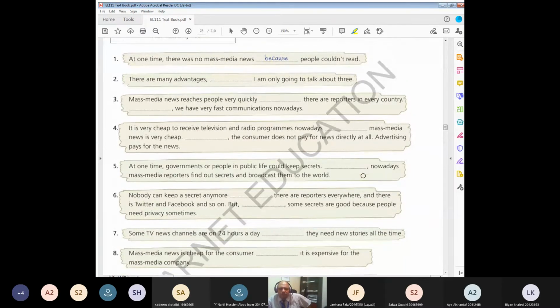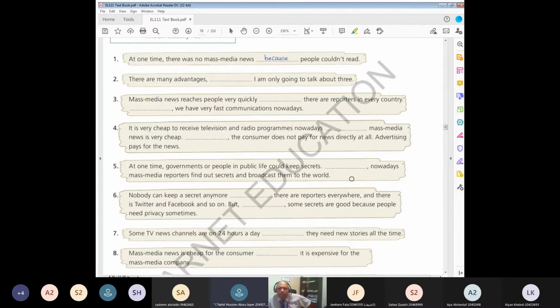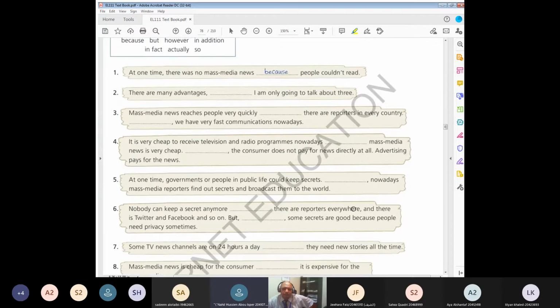So mass media news reaches people very quickly. There are reporters in every country. We have very fast communication nowadays. I think we will use because for the first one. Okay. So mass media news reaches people very quickly because there are reporters in every country. And actually, we have very fast communication nowadays.